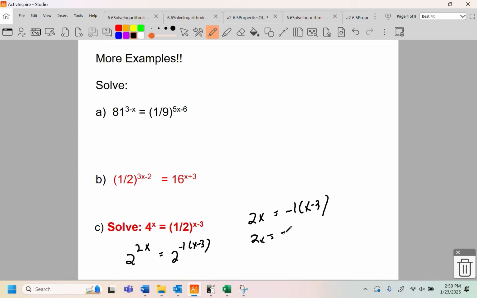And I know the distributive property, so -1 times x is -x plus 3. And I'm going to add an x and get a 3x. 3x is 3, and by gosh, x is 1. So I don't think those are bad, but I'm good with numbers. Most of you are not. It's going to kind of stink. I'm sorry.